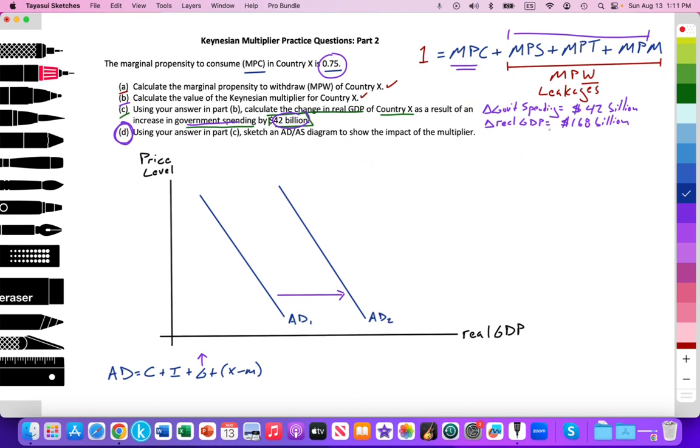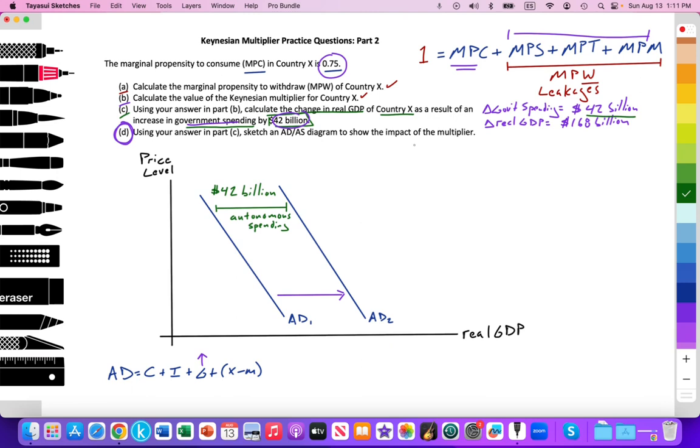This is reflective of the initial change in government spending. So we need to label that as the autonomous spending. The initial injection is what we call autonomous spending. And the value of that autonomous spending is 42 billion. So I'm going to illustrate that the initial change in government spending was valued at 42 billion. Then it multiplies out 4 times.